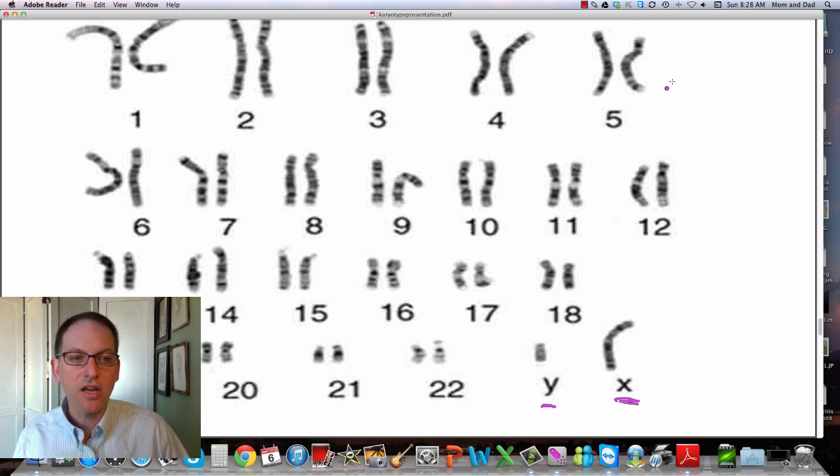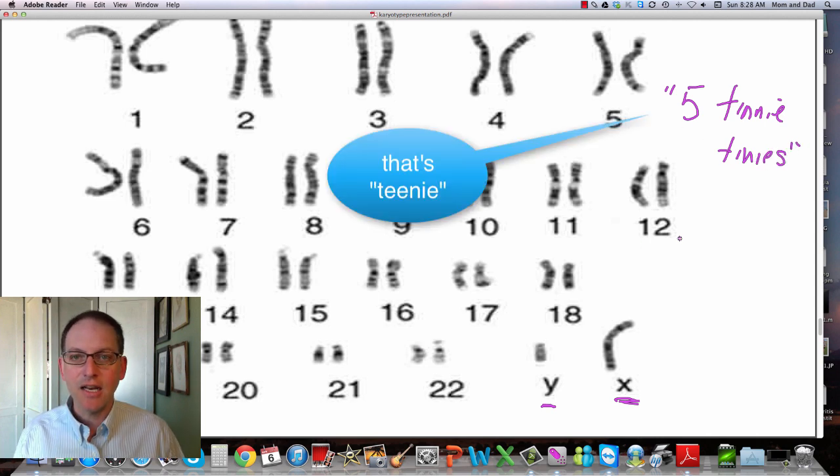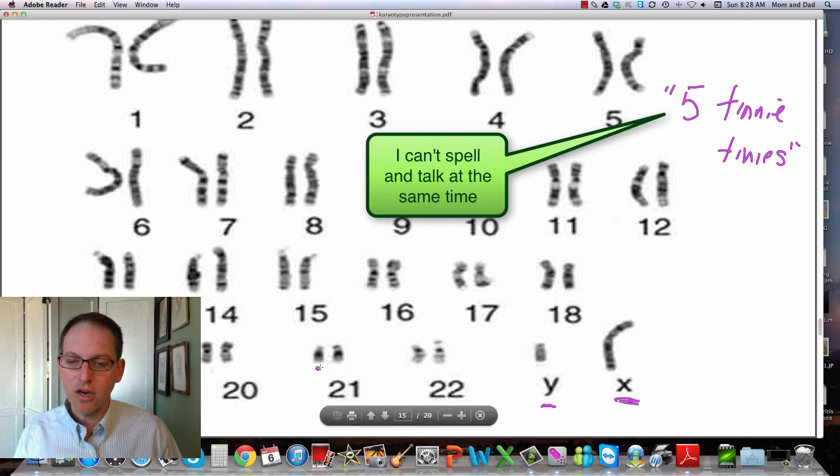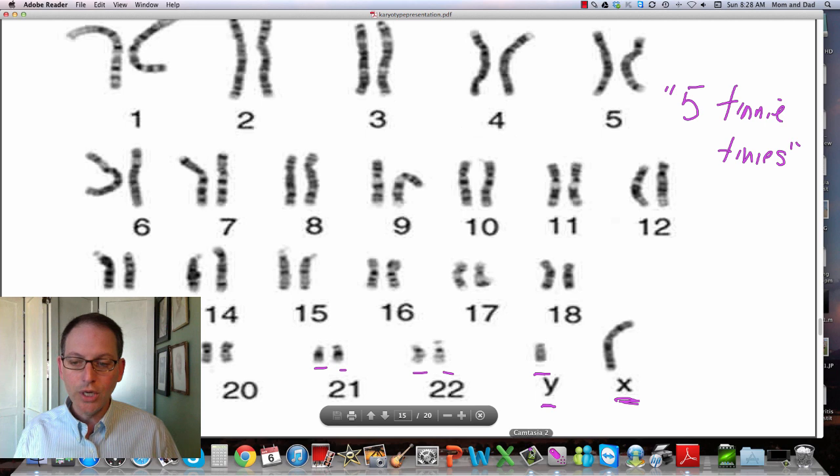If you have, as I call them, 5 teeny tinies, really small chromosomes, that's going to be a male. So look here, you have 1, 2, 3, 4, 5 really short ones. That will tell you that you have a male, assuming that you have the correct number of chromosomes.